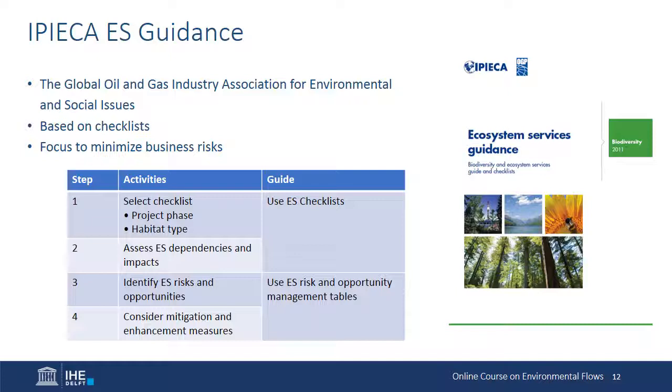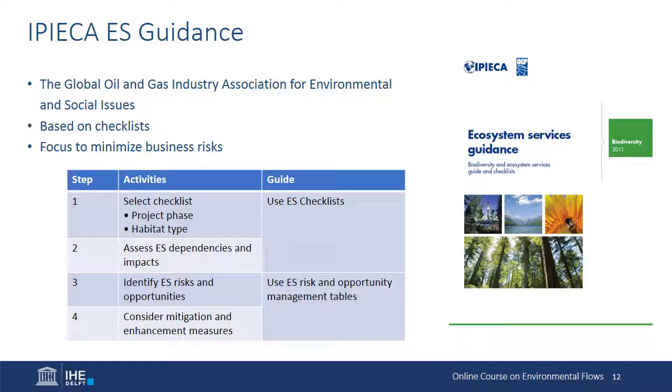Sectoral organizations are also considering ecosystem services. The Global Oil and Gas Industry Association for Environmental and Social Issues, IPIECA, has created a guidance for ecosystem services. It is based on checklists and focuses on minimizing business risks. It considers 4 steps. The first one is to select the checklist that applies depending on the phase of the project, the type of the habitat.